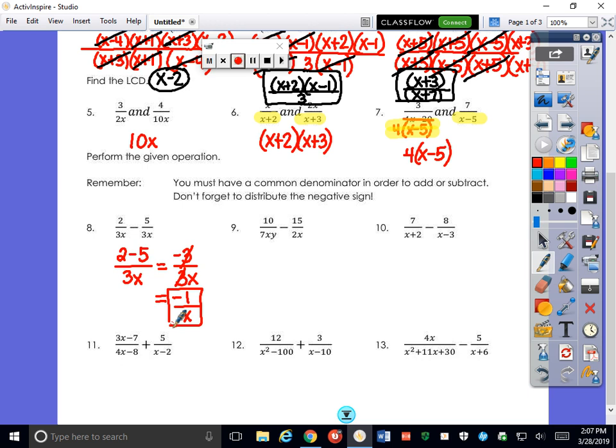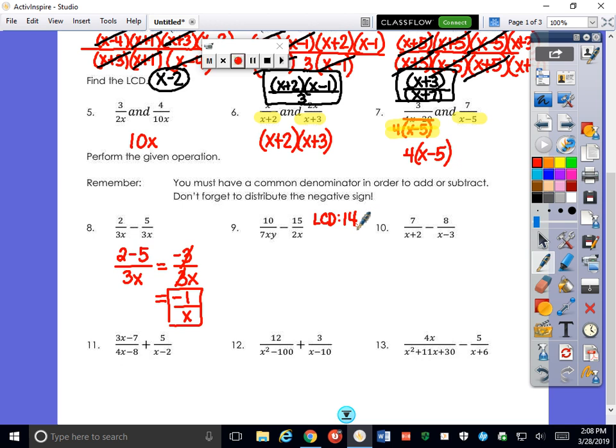Number 9, we've got to find an LCD because these are different denominators. So between 7 and 2, we're thinking of a number that 7 goes into and 2 goes into. So 2 doesn't go into 7, so 7 can't be my LCD. But if I take the next multiple of 7, which is 14, 2 does go into 14. So 14 has to be my LCD between these two.